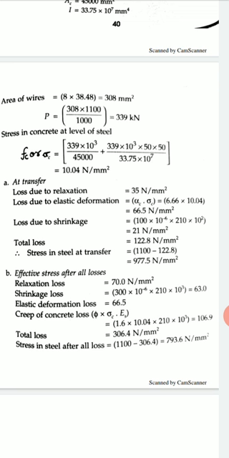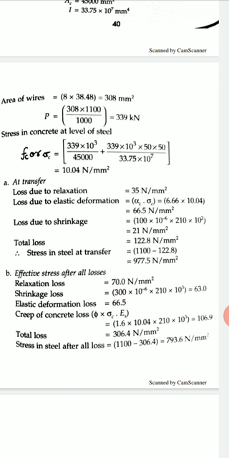Therefore this loss needs to be subtracted from the applied stress. Now what is the applied stress? That is 1100. Therefore 1100 minus 122.8 is equal to 977.5 Newton per mm square.